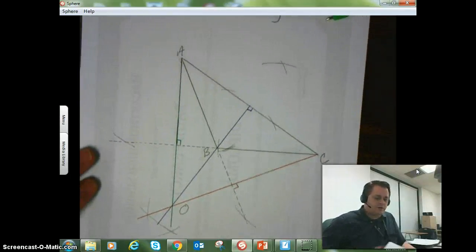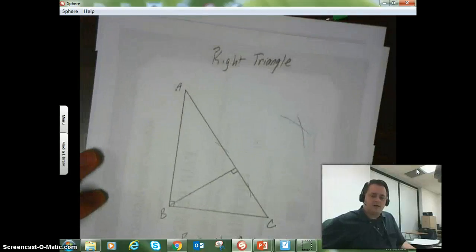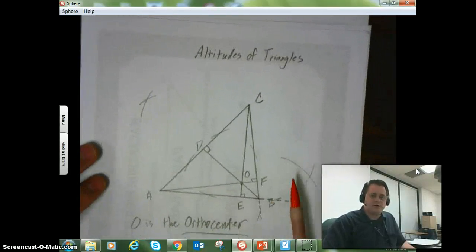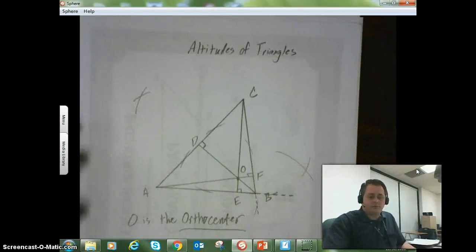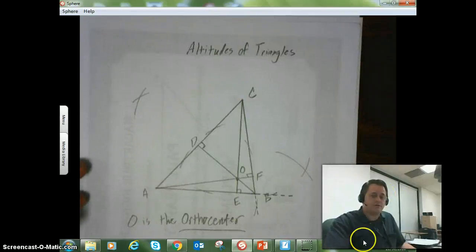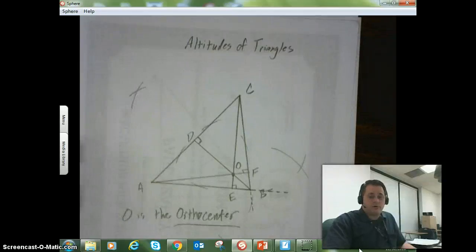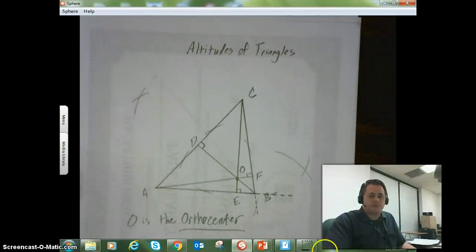Now that's pretty much it for what I wanted you guys to understand for altitudes and orthocenters: how the altitudes are formed, making sure, especially with the obtuse angles, we're understanding that two of the altitudes are going to be outside of the triangle, and seeing where the orthocenter is going to be located based on the type of triangle it is.